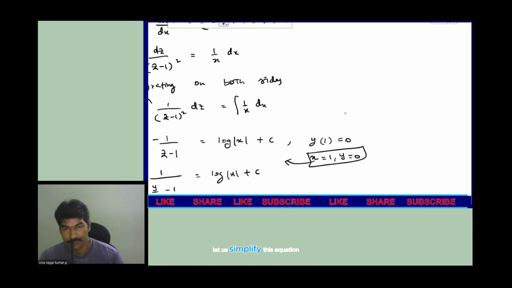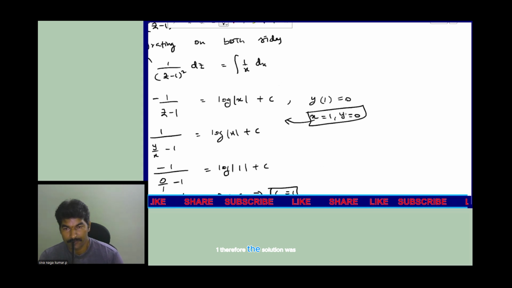Let us simplify this equation by substituting the values. Minus 1 by 0 by 1 minus 1 equal to log 1 under modulus plus C. So minus 1 by minus 1 on the left hand side is 1, log 1 is 0, and C. This implies C value is 1. Therefore, the solution is minus 1 by y by x minus 1 equal to log mod x plus 1.